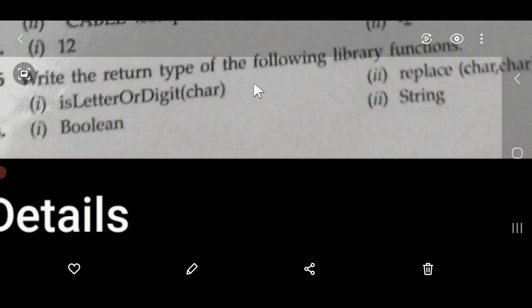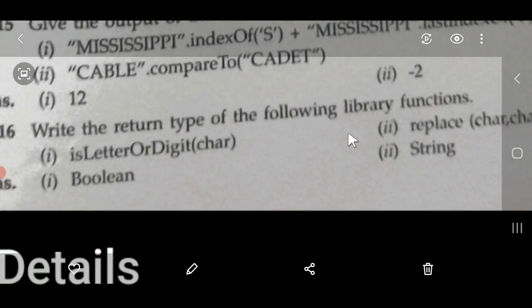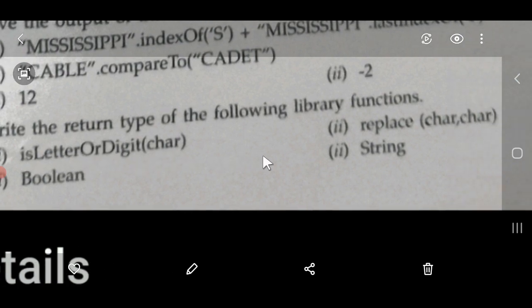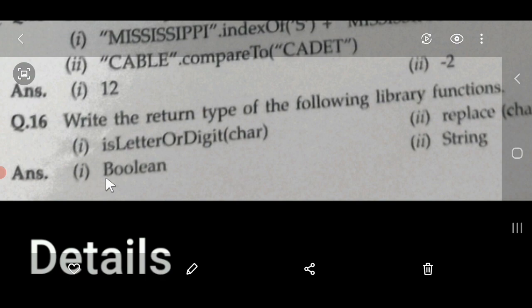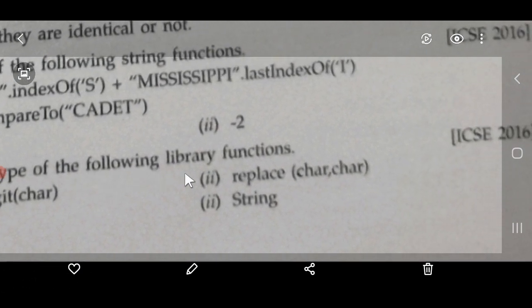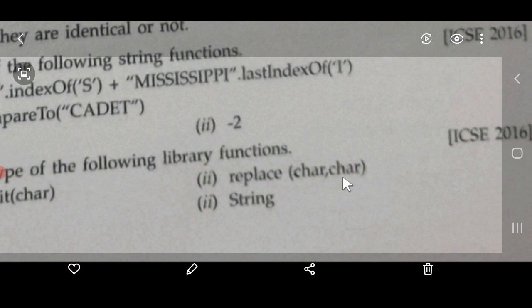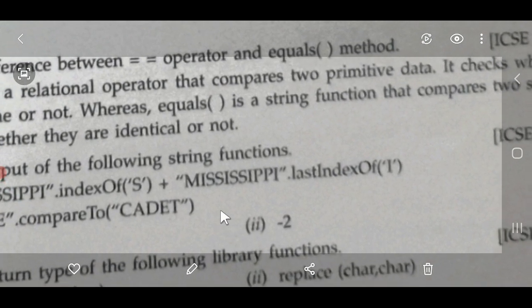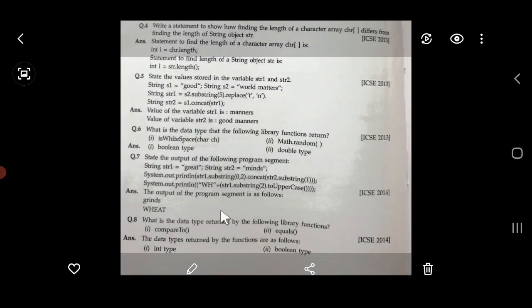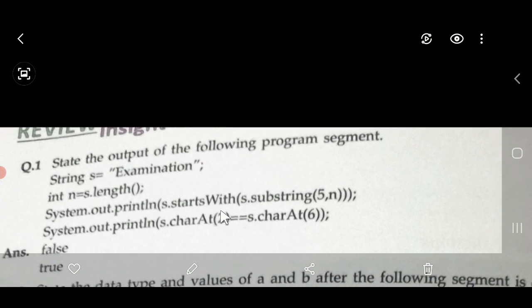After that, write the return type of the following library functions. First, isLetterOrDigit. It checks whether the given character is a digit or letter, so it is boolean. Please, when you write the return type, do not write it as it is given in the answer, that is wrong. Capital B will not be there, small b will be there. Okay, students, after that, replace(char, char) is given, so the returned value will be a string, that will be the capital one. All right. So after that, students, we have here some board questions now.